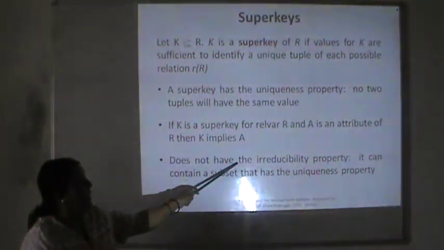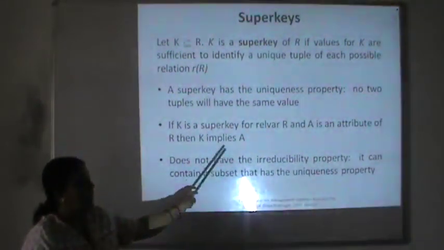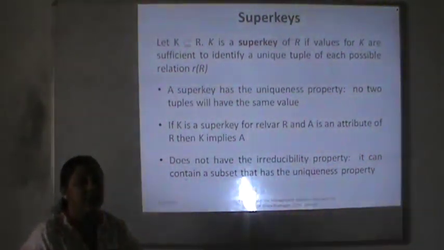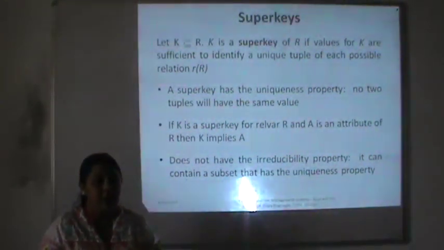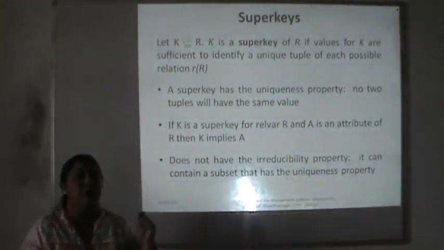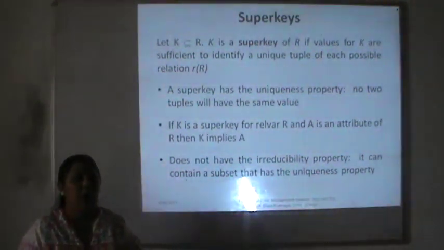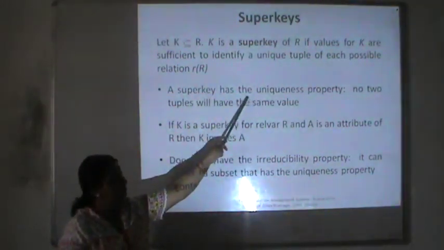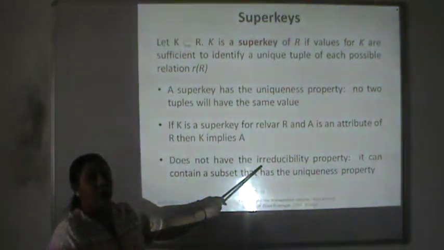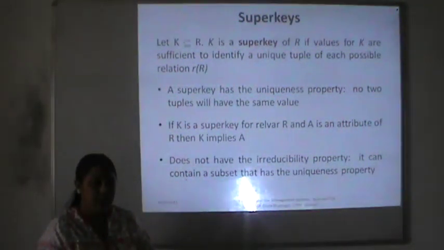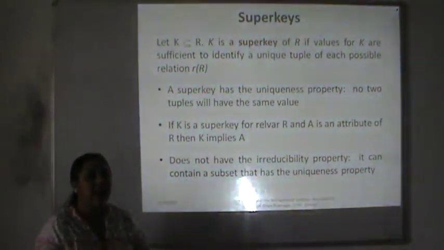It does not have the irreducibility property. It means that it can contain a subset that has the uniqueness property. A super key is unique, but there may be a subset of the super key that is also a super key. So, a super key is unique and also reducible. You can reduce a super key into some subset that is again a super key.